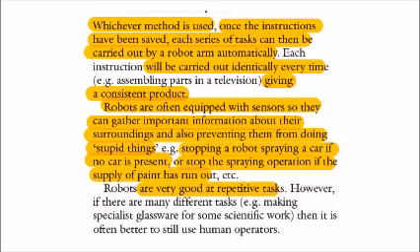Robots are often equipped with sensors so they can gather important information about their surroundings and also be prevented from doing stupid things, like spraying a car if no car is present, or continuing the spraying operation if the supply of paint has run out. So using sensors for robots is just to stop the stupid actions and to save time and also the supplies.